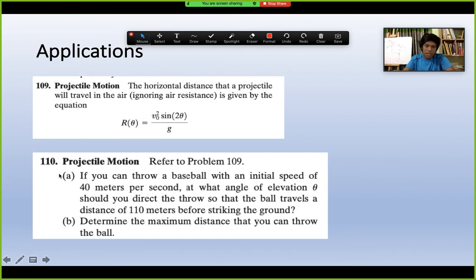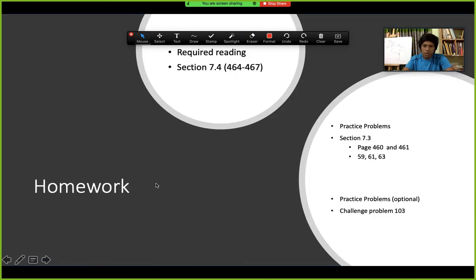This number 110 question also says to refer to problem number 109. That means this is the same question. Now only the velocity is different and the range is different. So try to solve this math. If you face something different, then let me know. Similar questions, 109 and 110. These are the practice problems. Try to do some maths and let me know during the class if you face a problem, or we can discuss it during the class time.